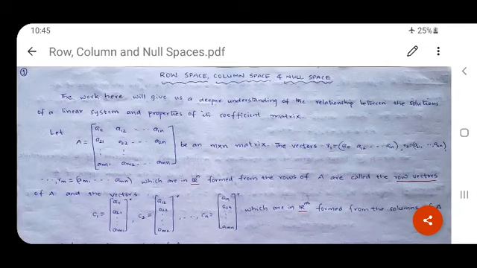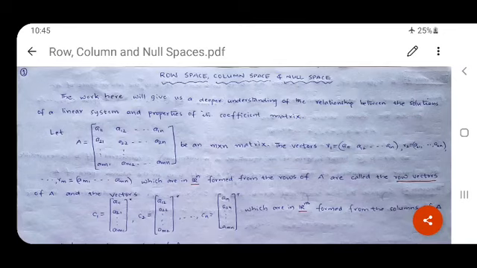Today we discuss the row space, column space and null space of a given matrix, which are important spaces associated with matrices. The work here will give us a deeper understanding of the relationships between the solutions of a linear system and properties of its coefficient matrix.